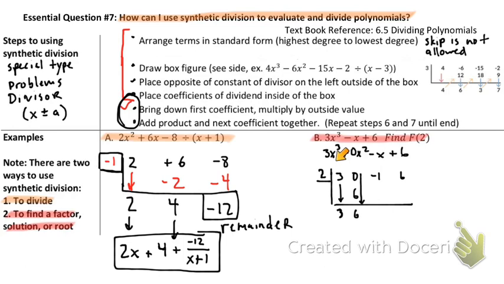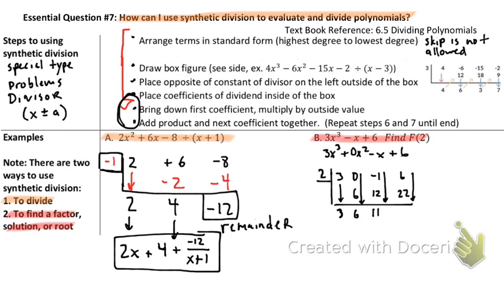2 times 6. Put our answer here. That gives me positive 12. Do this math. Careful with your signs. That gives me positive 11. And then we go 2 times 11. That gives me 22.